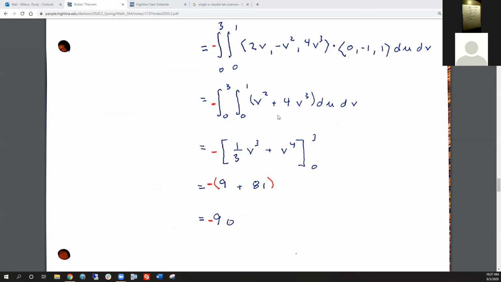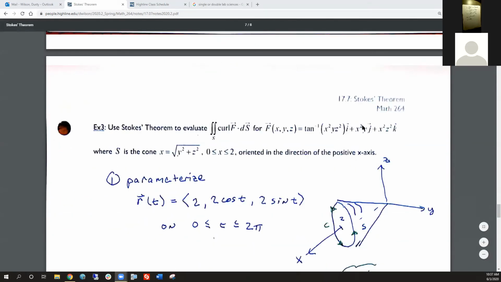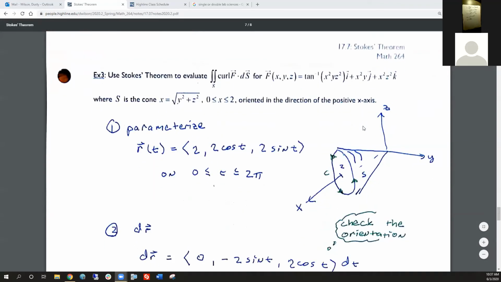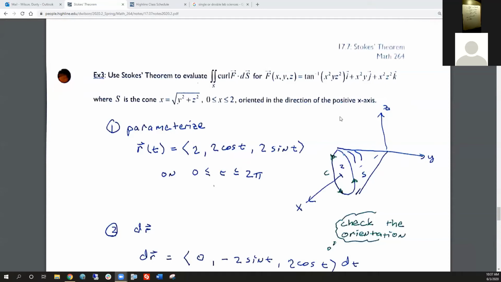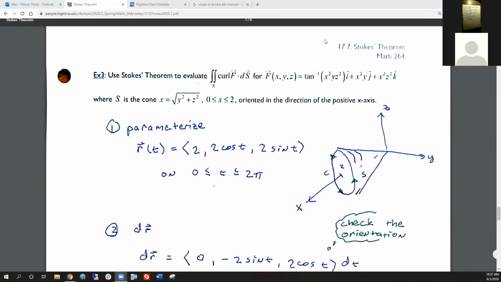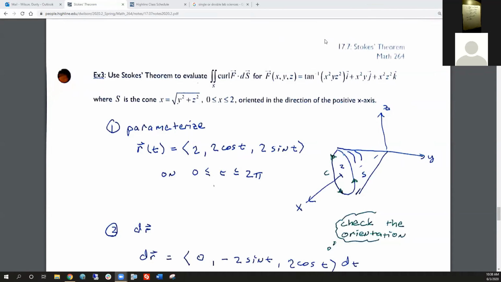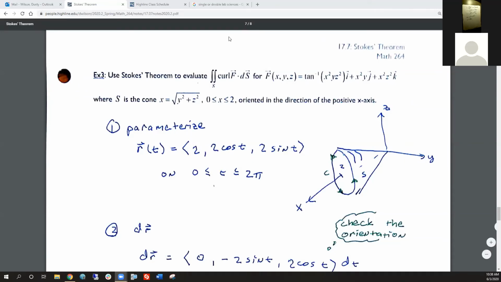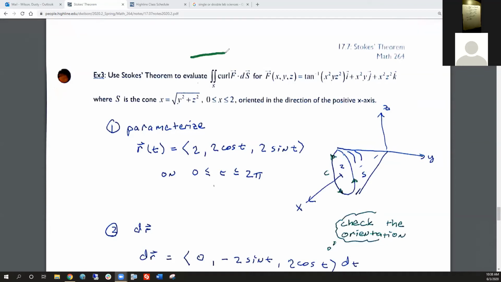Cool. All right. One last question. We want to use Stokes' theorem to evaluate the surface integral of the curl of F dot dS for the given field. A couple notes about this question before we switch over to the dot cam. Note 1 is that if you see curl of F showing up inside a surface integral, this right here is a hint. Specifically, it's a hint to try Stokes' theorem.